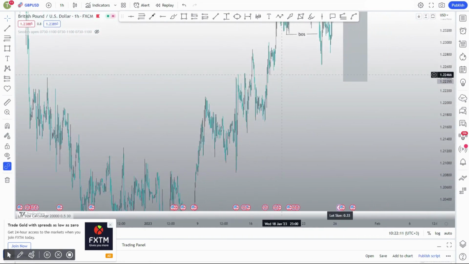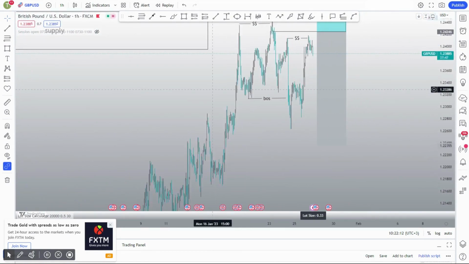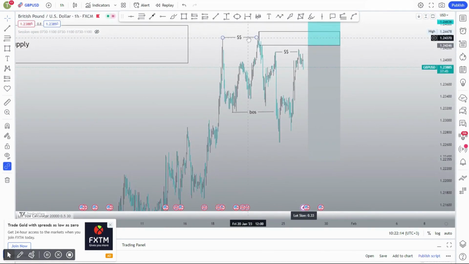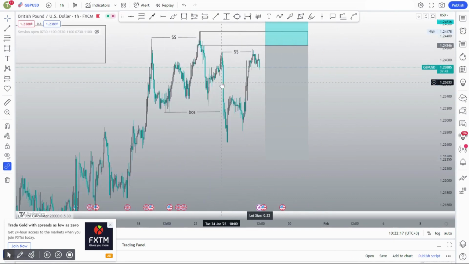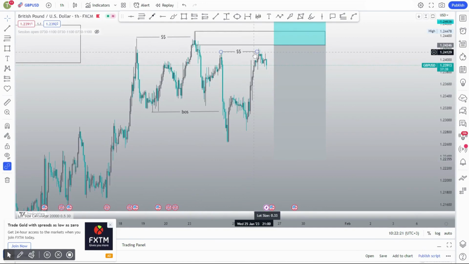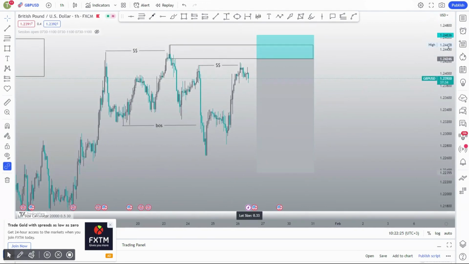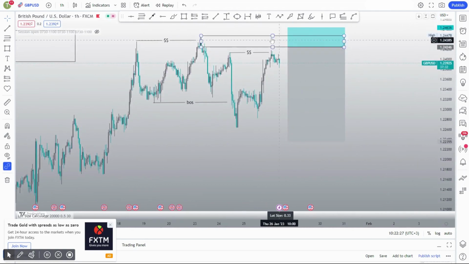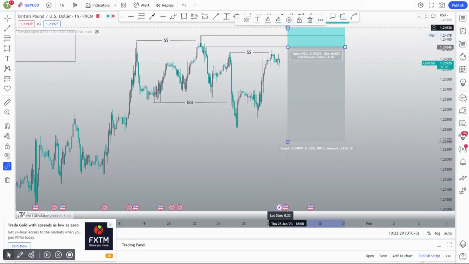So the first two confirmations. Then we have this one here, liquidity being taken on the buy side, and break of structure on the lower time frame, and also liquidity being taken inside this area here. So what we shall do, this will be our entry point, and we'll put the stop loss just a few pips above this zone here.